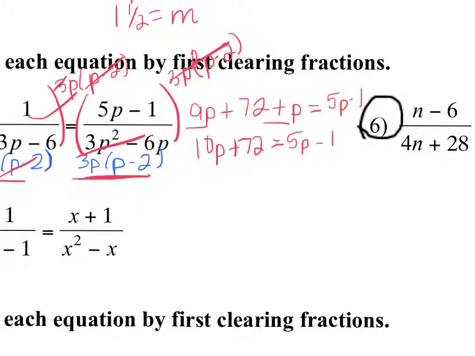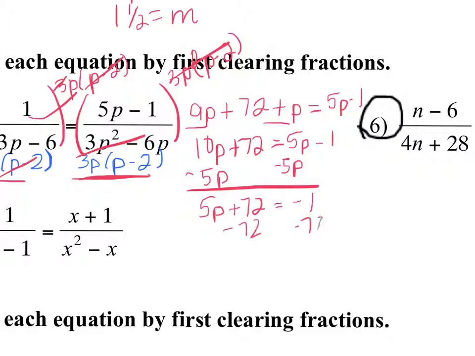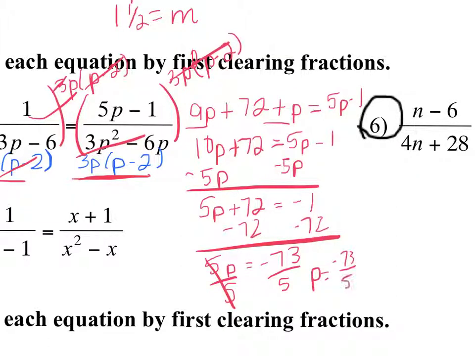So I'm going to subtract 5p from each side. 5p plus 72 equals a negative 1. We'll take away 72 from each side. 5p equals negative 73, and divide by 5. Our answer is going to be negative 73 over 5.